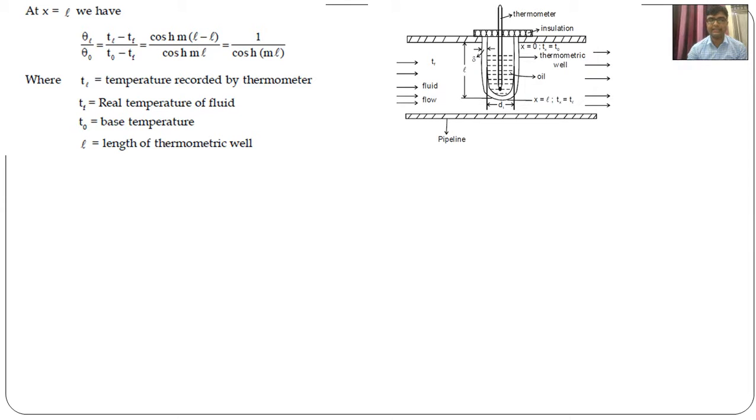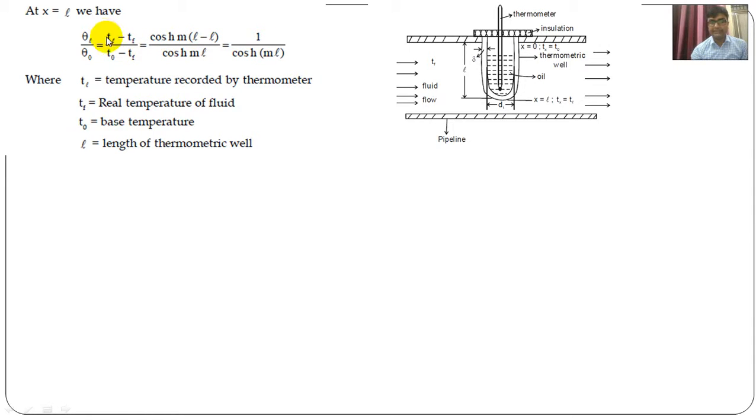So we can write theta L upon theta naught is equal to cosh M(L minus x) divided by cosh ML. Clear? So at x is equal to L, this is T_L. So it is (T_L minus T_F) divided by (T_naught minus T_F), which is equivalent to cosh M(L minus L) upon cosh ML. So this cosh M into 0 is written as 1 upon cosh ML. So (T_L minus T_F) divided by (T_naught minus T_F) is equal to 1 by cosh ML.